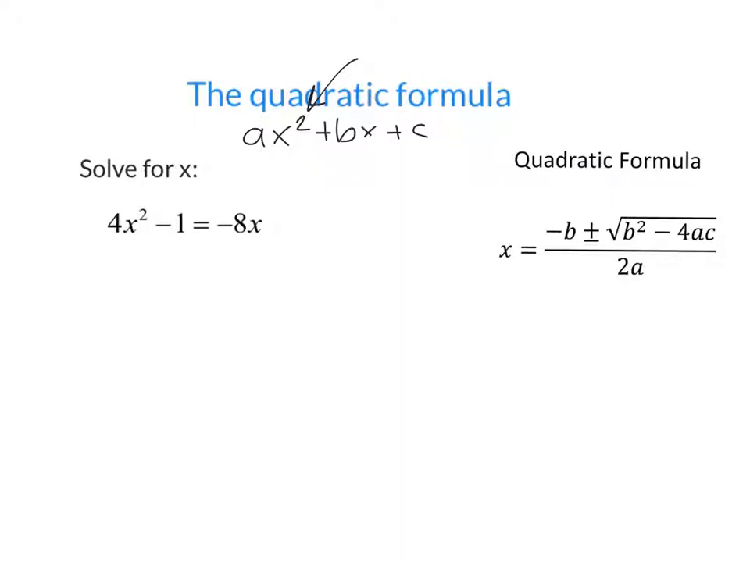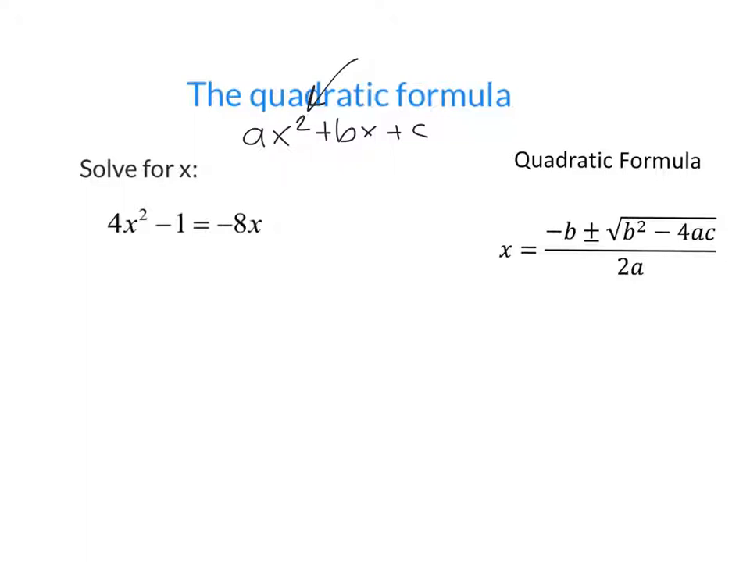You will use the quadratic formula when you are solving for x or any solution of a quadratic. That's when it's equal to 0, and you use this when you cannot factor. So it's like an option, and it saves you when you cannot factor AM or GCF or anything like that.